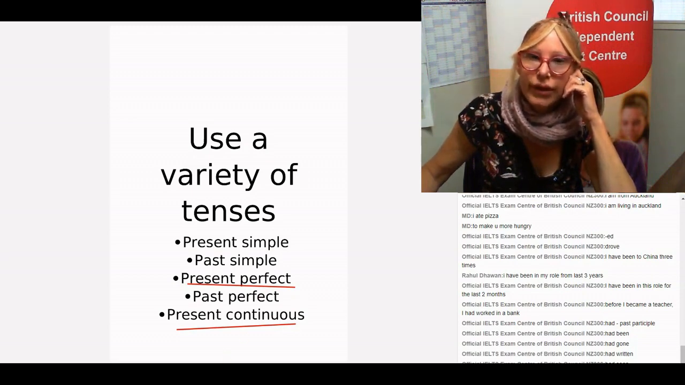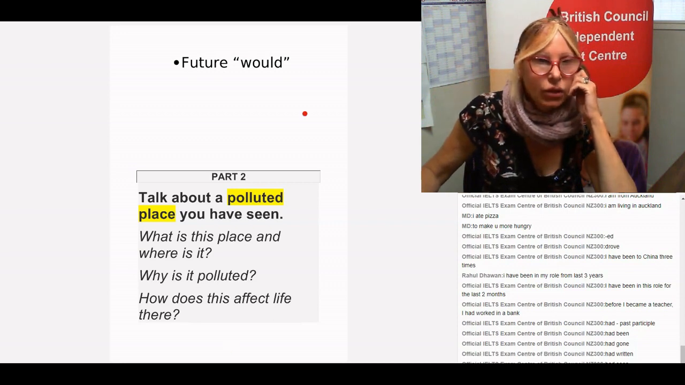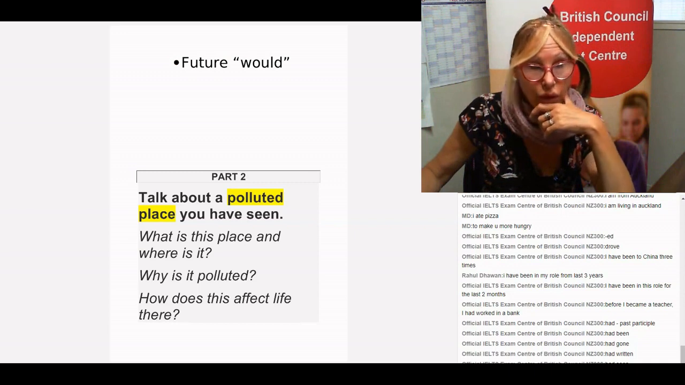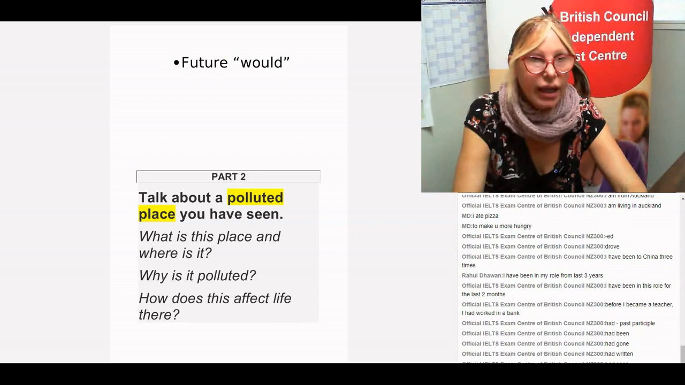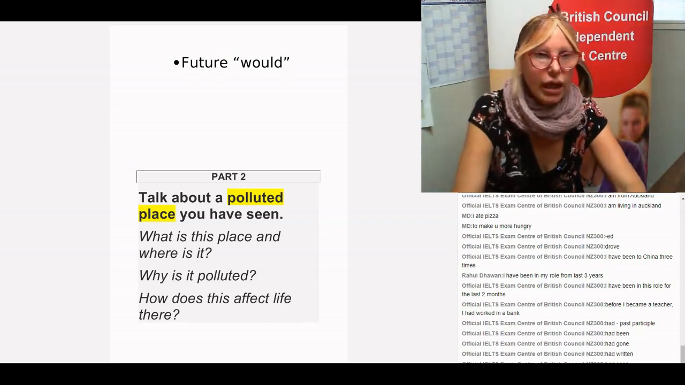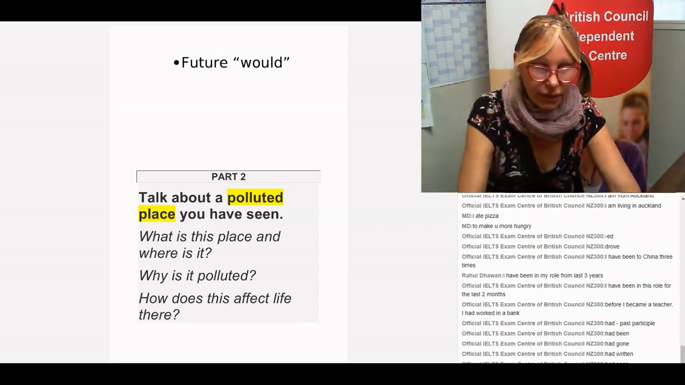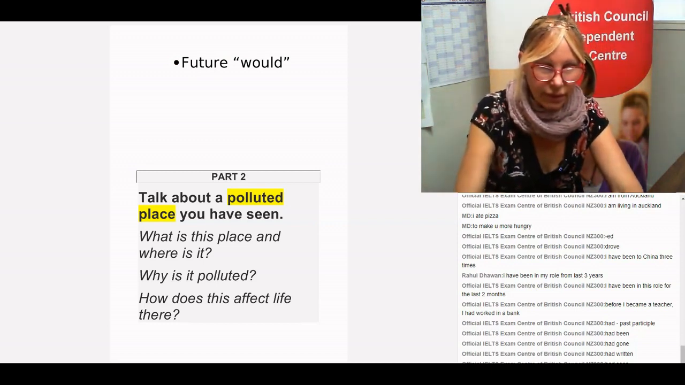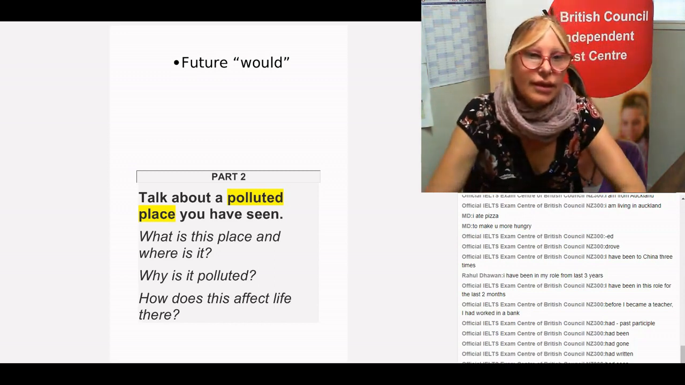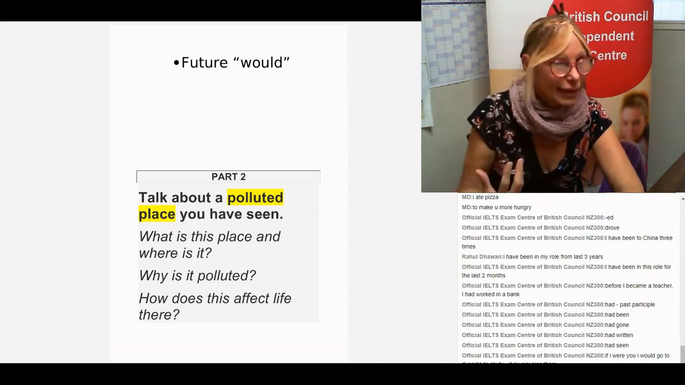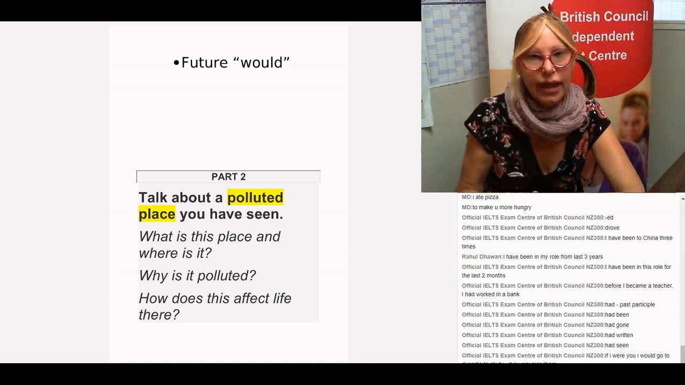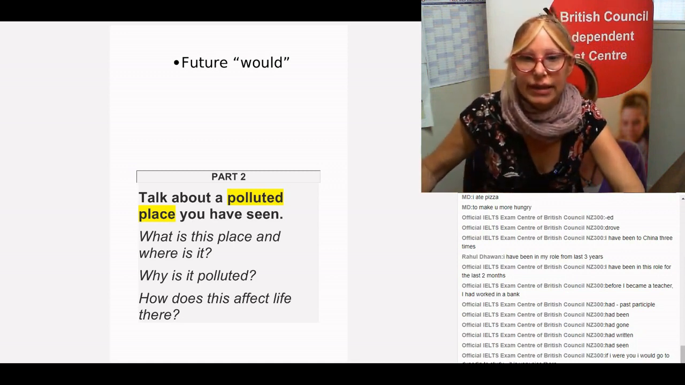All right, oh sorry, there's one more there, the future would. The verb would is actually a modal verb, and we use it for situations like, if I were you, I would go to Dunedin to study. It is very nice there. So that's an example of a conditional would. There are other modal verbs that we can use as tenses as well, such as will and could and things like that. But basically that is another example of a tense.